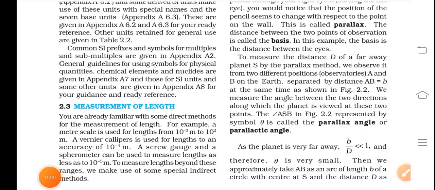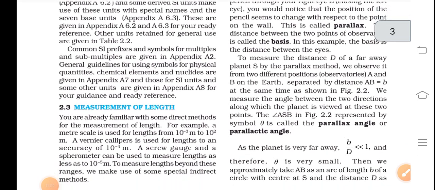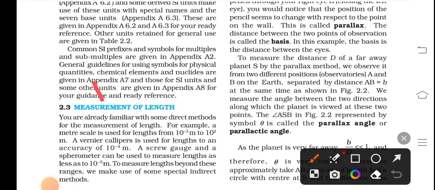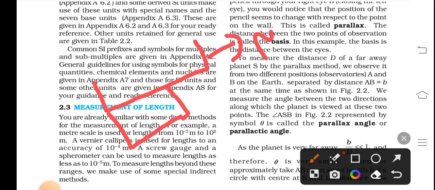For vernier calipers, there are two scales. One is the main scale and the other is the vernier scale. So please try to understand. This is the main scale. This is the vernier scale. This vernier calipers is generally used to measure in centimeters only. Okay, this is very important.